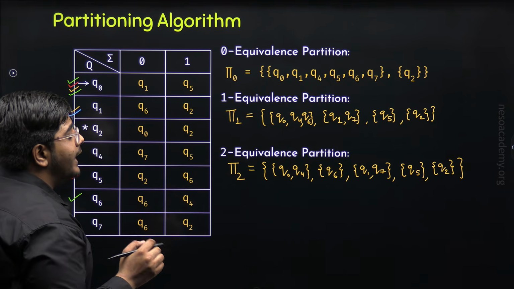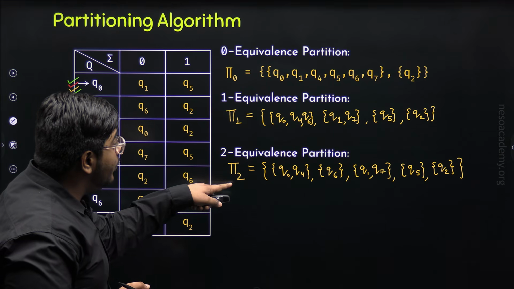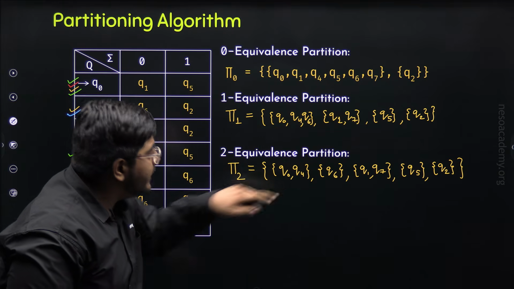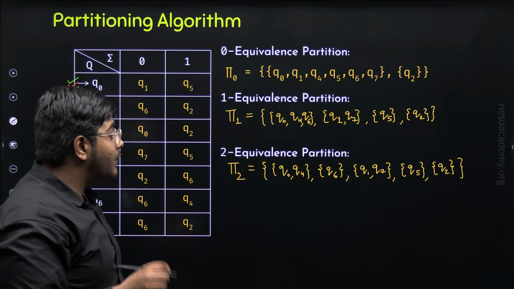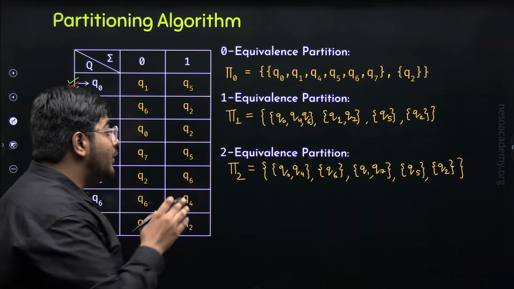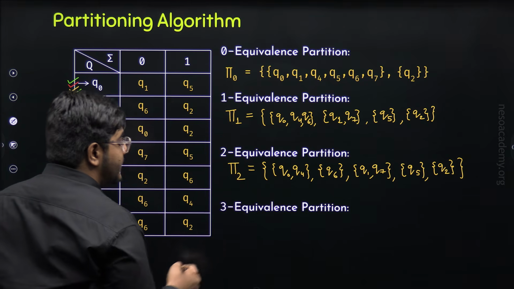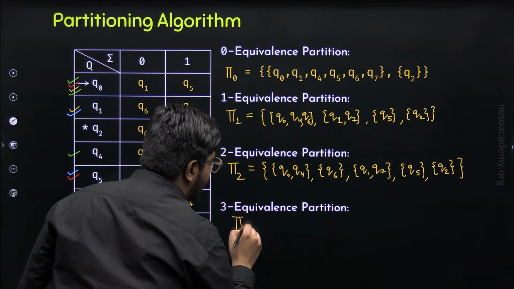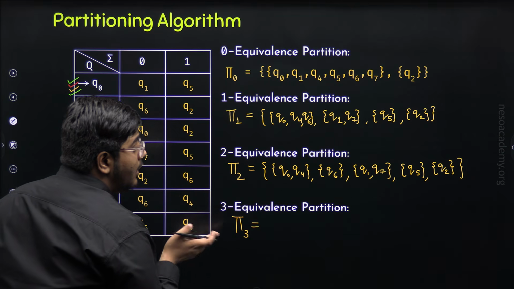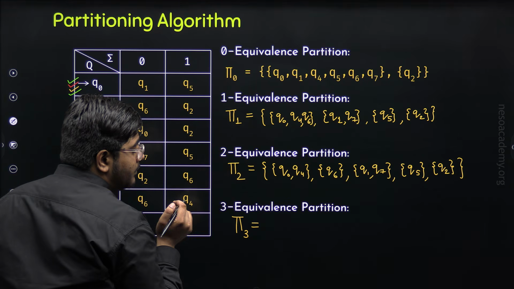Now we need to calculate three equivalence. Why? Because as you can see, Q2 is not equal to Q1. This particular partition has been separated into two partitions. That is why the partitions are not stable now. So we need to calculate three equivalence partition also, which is represented using pi 3. Now, three equivalence partition will be calculated with the help of two equivalence partition.